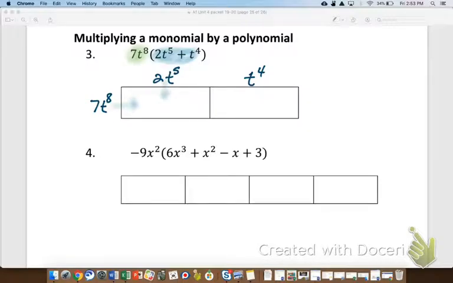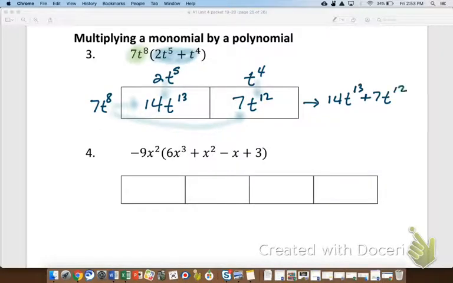So, anybody have any ideas on what 2t to the 5th times 7t to the 8th would be? 14t to the 13th power. Right on the money. And then, of course, to get this second box filled, I need to multiply those two together. So, Noah, what do you think? t to the 4th times 7t to the 8th is? 7t to the 12th. That's right. So then our final step would just be to write this off to the side. 14t to the 13th plus 7t to the 12th. And that'd be our final answer.